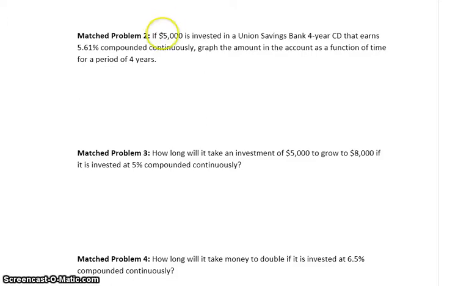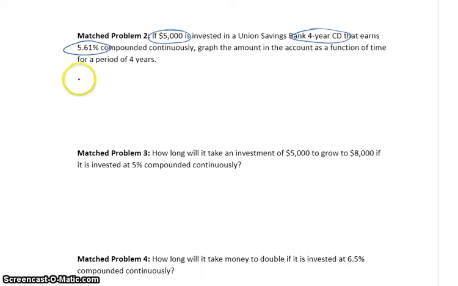In Math Problem 2, we're considering an investment of $5,000 into a 4-year CD that earns 5.61% interest compounding continuously. We want to graph the amount in the account as a function of time for a period of 4 years. So one approach to that is to use the y equals screen on your calculator, plug in the function, and graph it. But what this question is a little bit more asking is, at the end of each year, what value are we going to have? There are a couple different ways to get that, and we'll look at both of those.